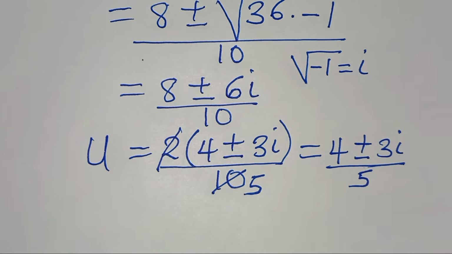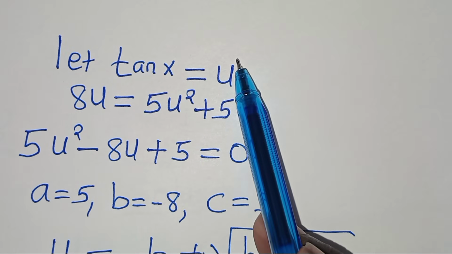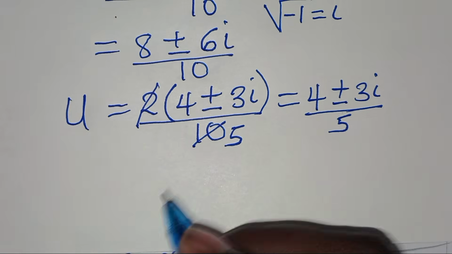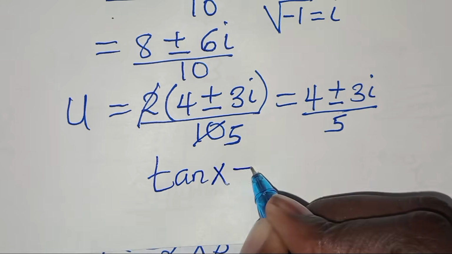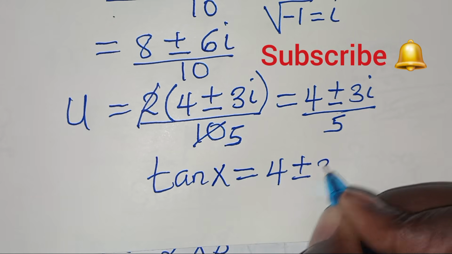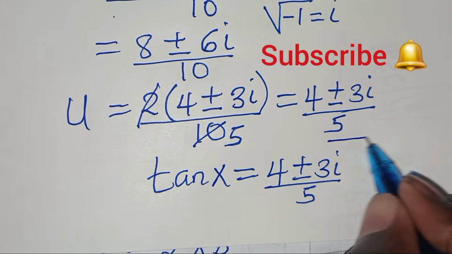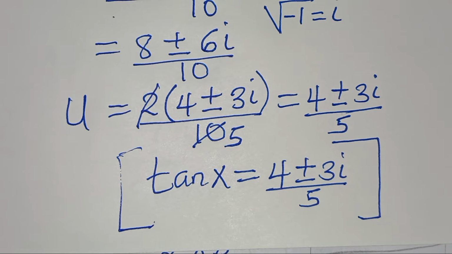Now, if you recall, we let tan x be equal to u. So this means that tan x is equal to 4 plus or minus 3i divided by 5. And this is the solution to this trigonometry math problem.